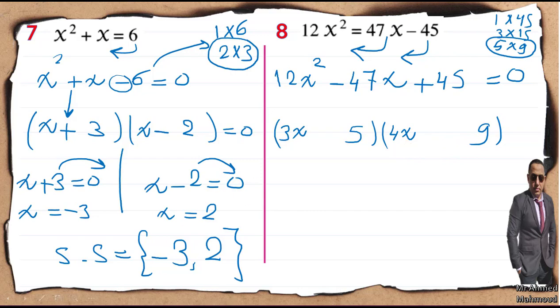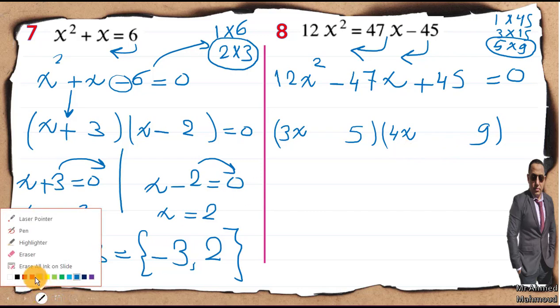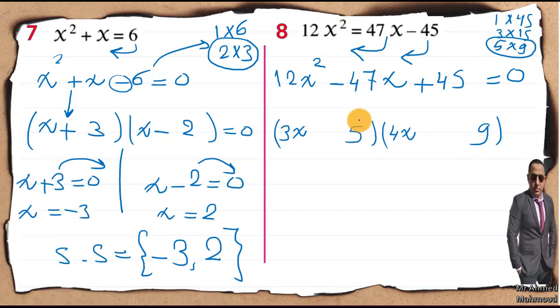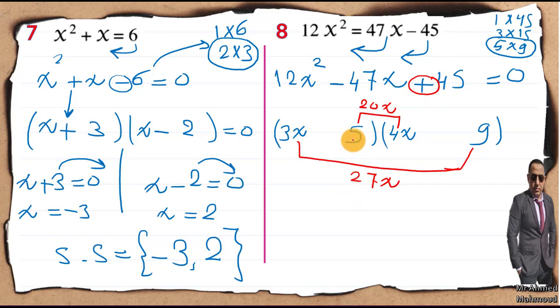Now I'm going to check by using the means and extremes. The means equal 5 times 4 equal 20x. The extremes, 9 times 3 equal 27x. I'm checking using plus. 20 plus 27 equals 47. So this is a correct choice.